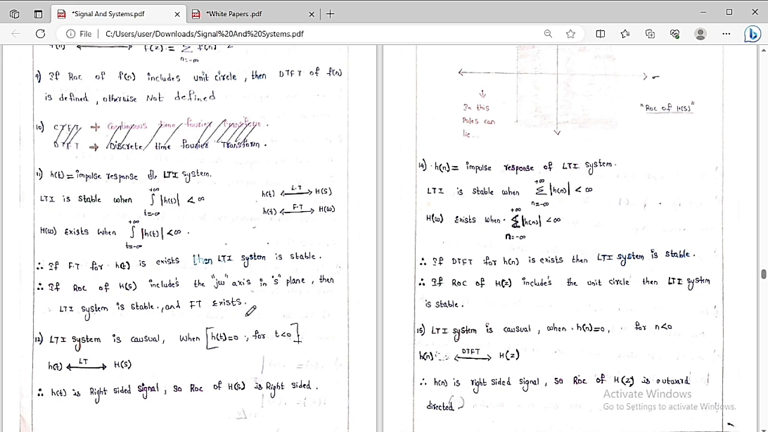So what is the meaning of this? Suppose for a given LTI system, take the impulse response h of t. The Laplace transform of h of t is H of s, and the Fourier transform of h of t is H of omega. So now the LTI system is stable when h of t is absolutely integrable.